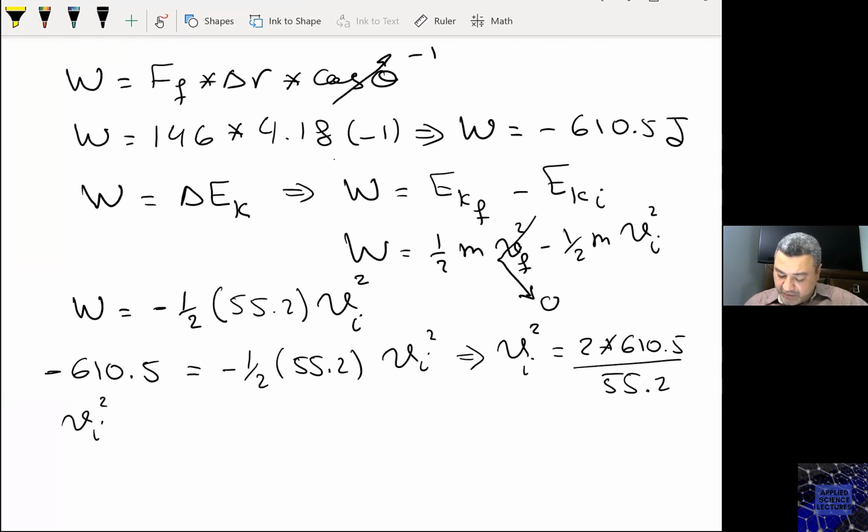Vi squared is 22.2, and Vi equals 4.7 meters per second.